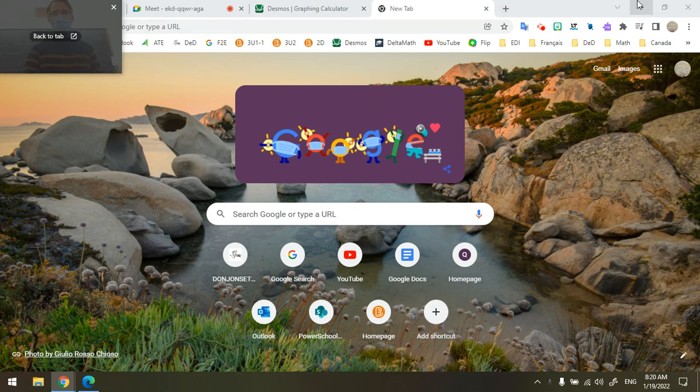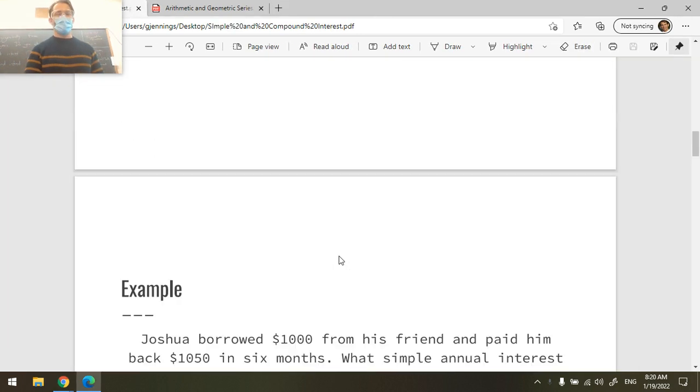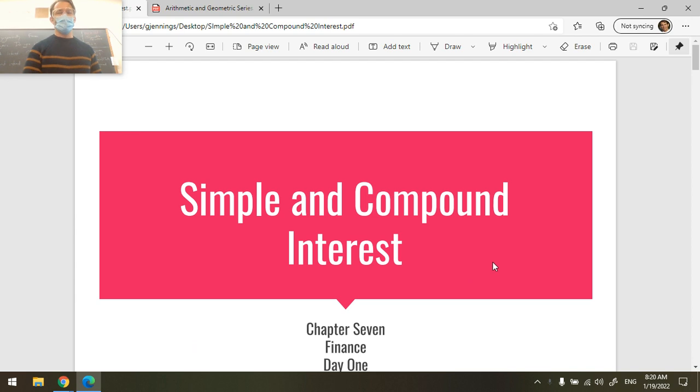In any case, today we have two exciting topics. Arithmetic and geometric series are very interesting math topics, and we're going to apply them to finance tomorrow. But let's start with some financial applications: simple and compound interest. Okay. So, what are we talking about with simple and compound interest?